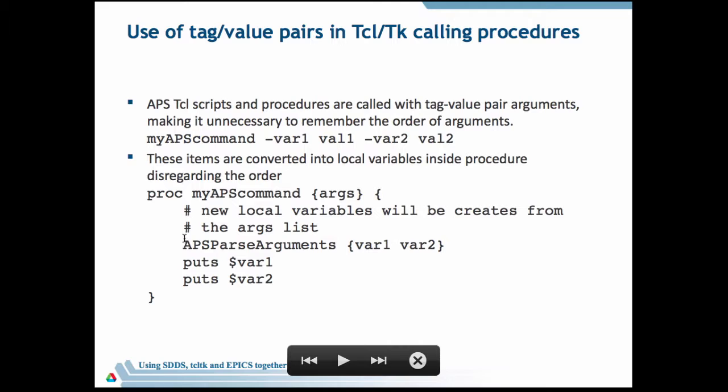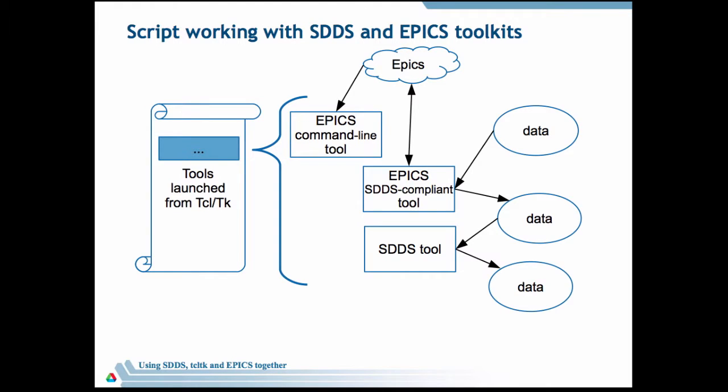So all of our procedures have this command, at least, to handle tag value pairs. Because we have arguments that could be 20 arguments long. Because we do complicated things, we have to keep track of those arguments this way. So coming back to what we do here. We have the tools launched from Tcl/Tk. So I changed the label here.